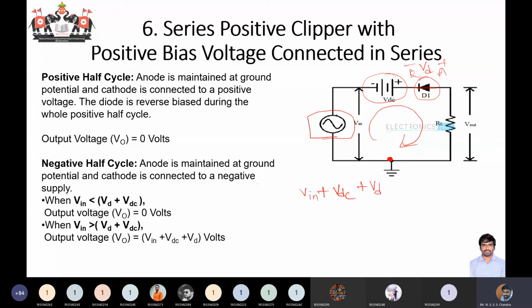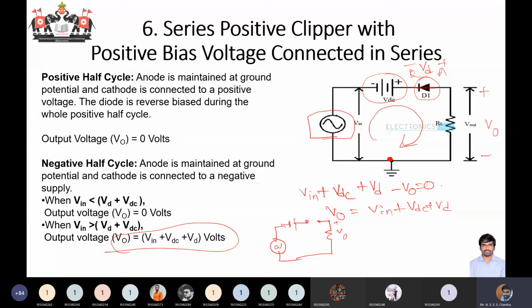So your V naught equal to V in plus VDC plus VD. This is the condition you're getting when the diode is conducting. When the diode is not conducting, it will be an open circuit, so your V naught will be equal to 0. When the diode is conducting, your V naught is equal to V in plus VDC plus VD.